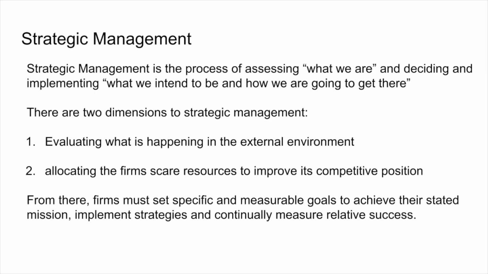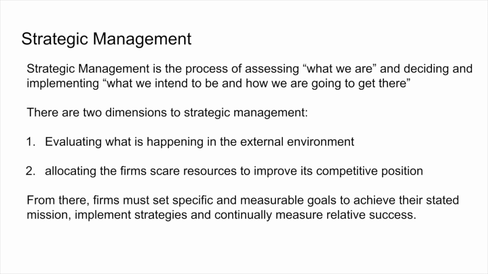Strategic management flows out of this, and it is a process of assessing where we are and what we are. It is the process of assessing what we are and deciding and implementing what we intend to do in order to get to where we want to go. So there's two dimensions of strategic management. First is evaluating what's happening out there in the external world that can impact us, and then allocating the firm's scarce resources to improve its competitive position and take advantage of opportunities as they arise.